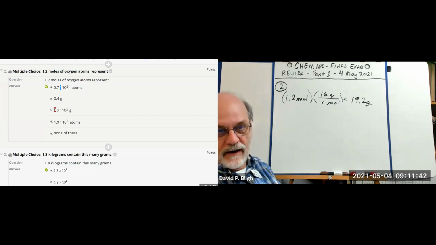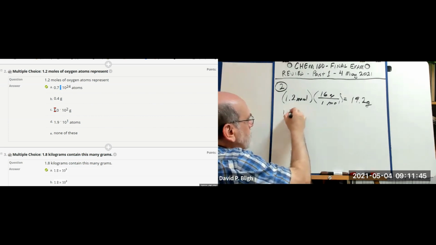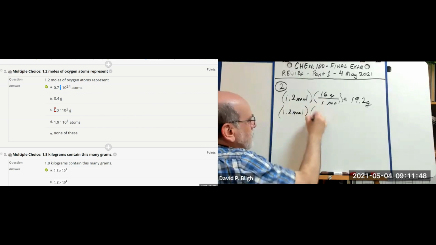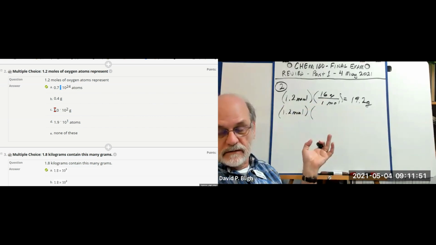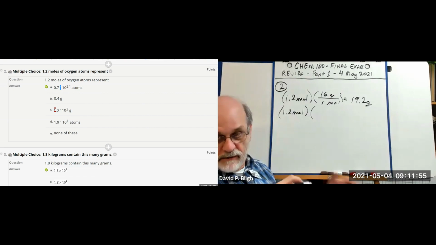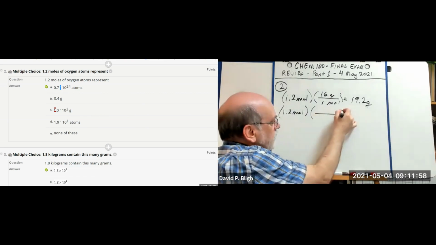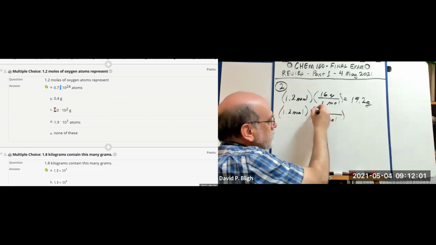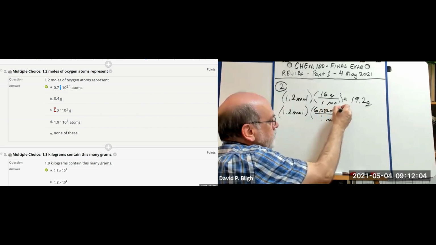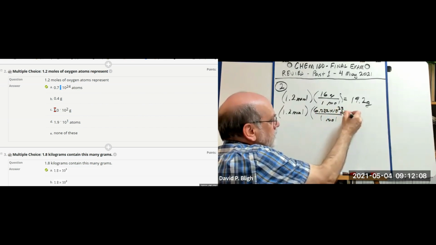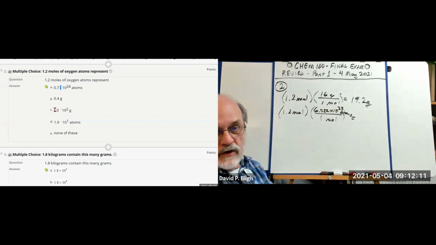But let's convert to atoms now. So 1.2 moles. And for this one, it doesn't matter if it's oxygen. An atom's an atom, and a mole is a mole, regardless of what it is. We just know the conversion factor is 6.022 times 10 to the 23rd atoms per mole. So 1.2 times that should be 1.2 enter 6.022 exponent 23. So I get 7.2 times 10 to the 23rd.